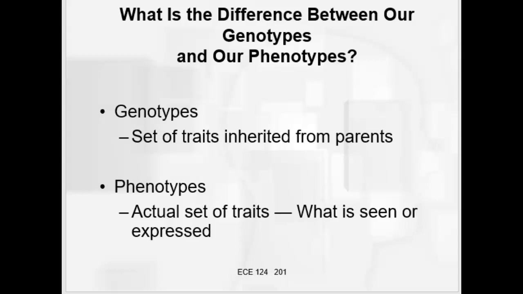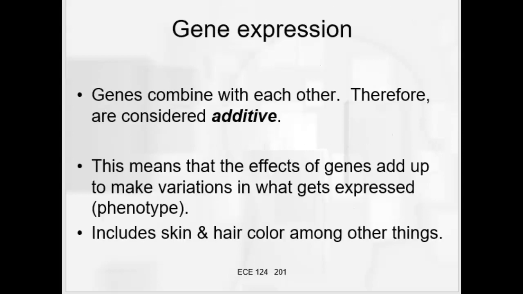Remember, I mentioned that we're carriers of a lot of genetic material that does not get expressed, and that's considered our genotype. Our phenotype are the actual traits that are expressed. And this might be variations in hair color or skin color, eye color, those types of things. Genes also come together and have what we consider to be an additive effect. So it's what gives us variation, it's what makes us interesting, so that we don't all look the same.